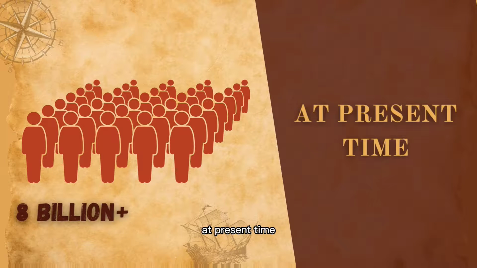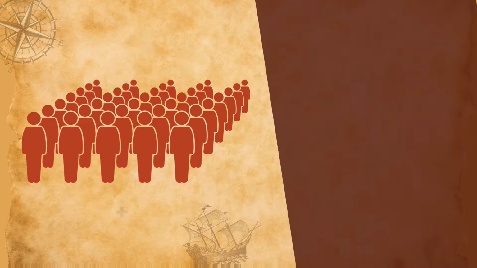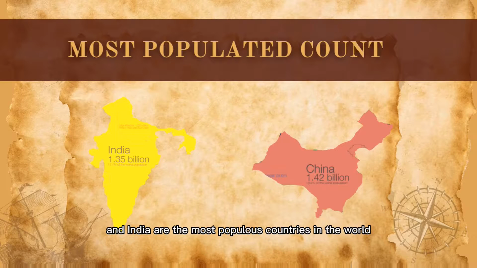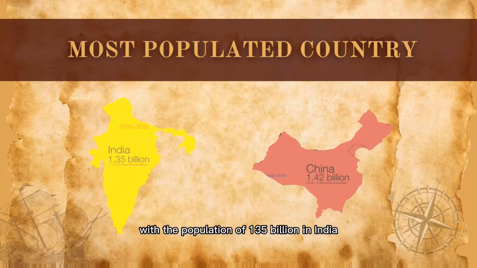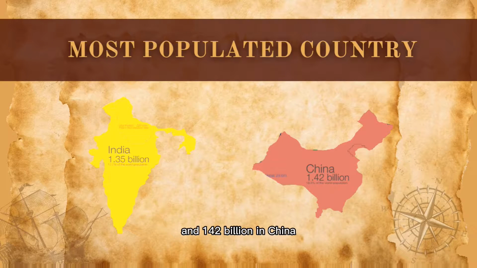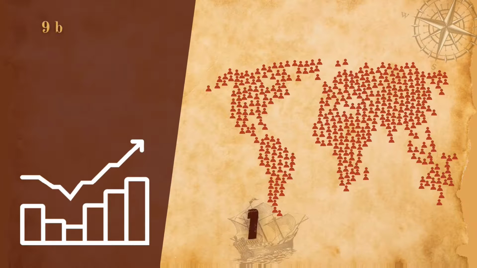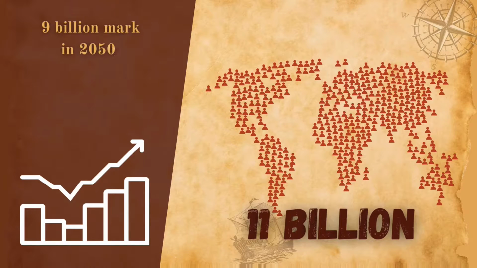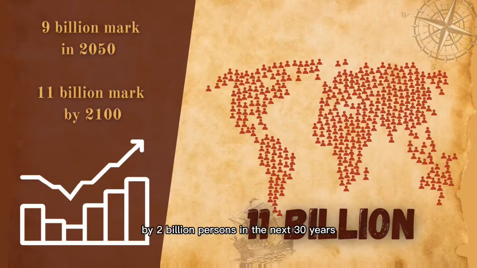At present time, there are over 8 billion people living across the globe. According to the UN, China and India are the most populous countries in the world, with a population of 1.35 billion in India and 1.42 billion in China. According to world population data, the population is expected to increase by 2 billion persons in the next 30 years, from 7.7 billion to 9.7 billion in 2050, and could peak at nearly 11 billion by the end of the century.